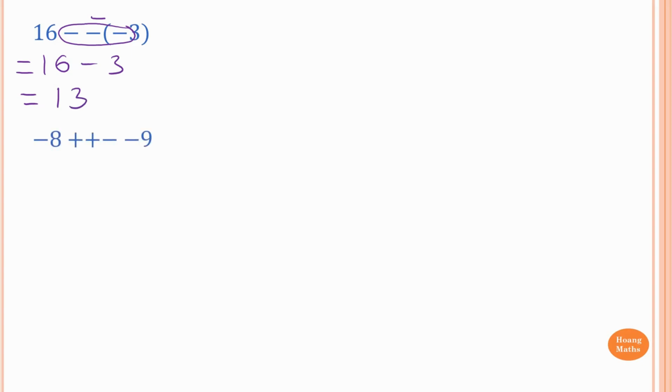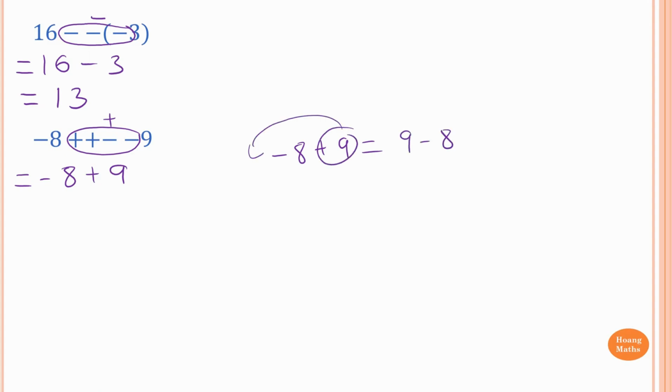Next one. So we have 2 positives and 2 negatives. Not to worry about the positives. All we need to count is the negatives. So we have 2 negatives, 1, 2. So therefore the answer should be positive. So this becomes a positive, which is equal to minus 8 plus 9. Now don't forget, minus 8 plus 9 is the same as 9 minus 8, which is rearranged, all put in front. So positive 9 minus 8 is the same as 9 minus 8. So 9 minus 8 is 1. So the answer for this one is 1.